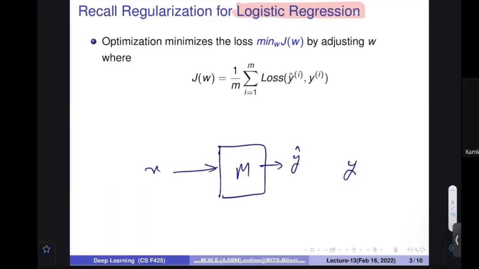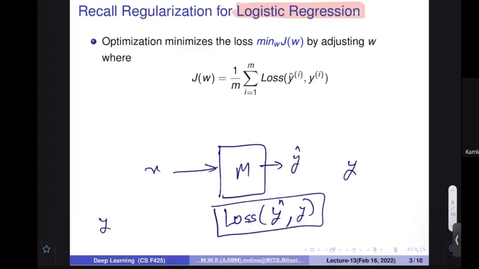Our assumption is that if my model is trained in the correct way, these two values are going to be the same. How they differ, I don't know. That's why we define some kind of loss function on that, something like y hat minus y. This could be any kind of function, maybe the logistic function, y log y hat plus (1 minus y) log (1 minus y hat). So this kind of logistic function, or any required function, you can decide over here.